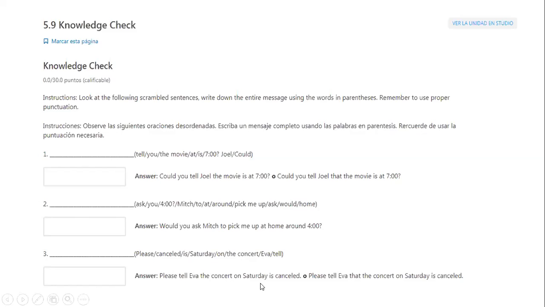Number 3. Please tell Eva the concert on Saturday is canceled, right? And it's the same with a dot at the end, right? Remember to write Saturday with a capital letter, because if you don't, that's going to be a mistake and the platform will have an error, right? Si usted no respeta la puntuación, como dice arriba, la plataforma le va a dar error. Por ejemplo, si usted escribe Saturday con minúscula, le va a dar error, porque es con mayúscula. Igual los nombres propios, ¿verdad? Eva, igual Joel o Mitch. So, please tell Eva, dígale a Eva, ¿verdad? Transmítale el mensaje, ¿verdad? The concert on Saturday is canceled.